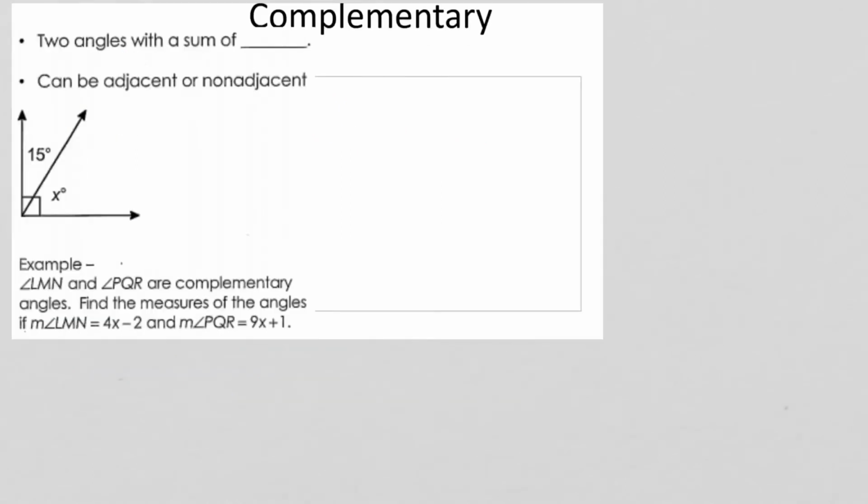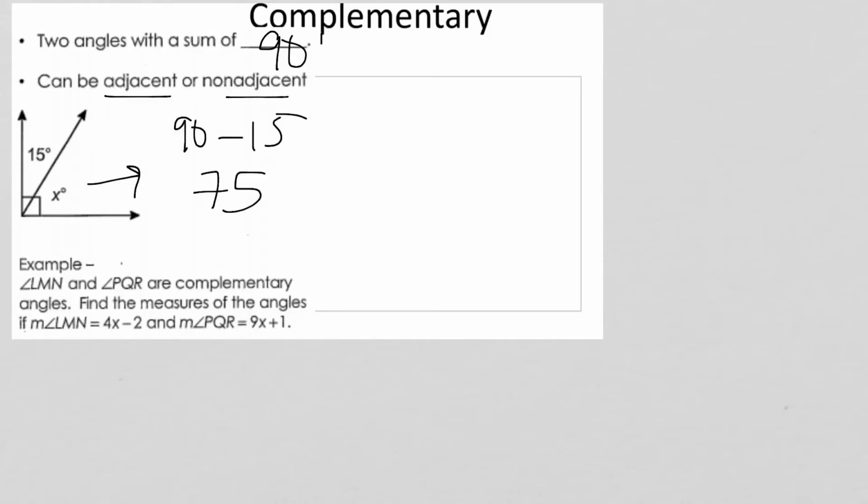All right, another pair relationship of angles is complementary angles. It's two angles with the sum of 90 degrees. They can be next to each other, adjacent or non-adjacent. Here in this picture, they're adjacent. So what's left out of the 90 degrees from 15 degrees? 90 minus 15, 75 degrees.